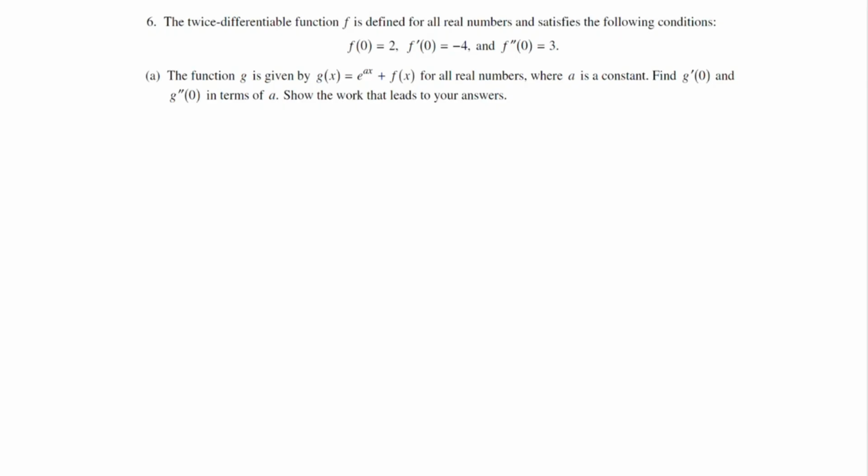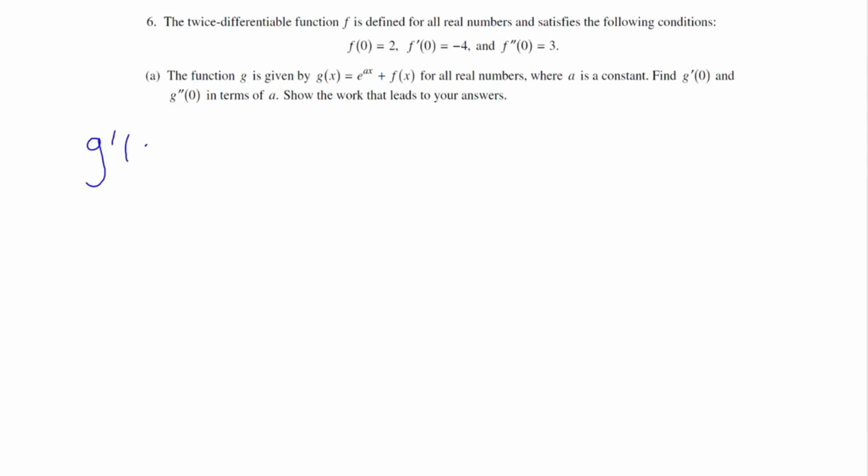All right, this is question number 6 from the 2006 AP Calculus AB exam. It's a function FRQ. We're given a twice differentiable function f that's defined for all real numbers. And we know that f of 0 is 2, f prime of 0 is -4, and f double prime of 0 is 3. And it says that this function g, given by e to the ax plus f of x, for all real numbers where a is a constant, and we want to find g prime of 0 and g double prime of 0 in terms of a.